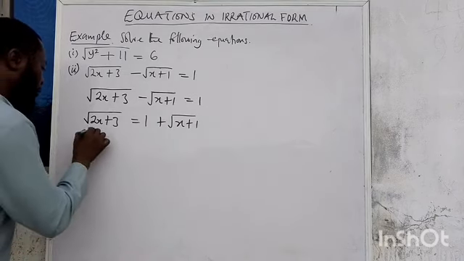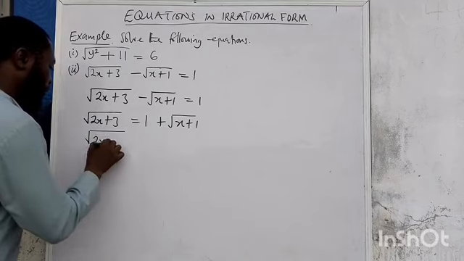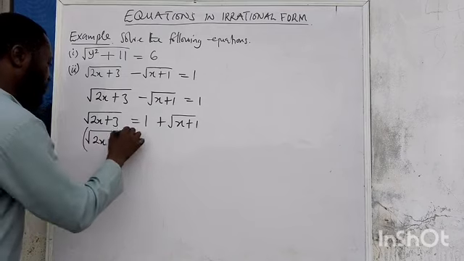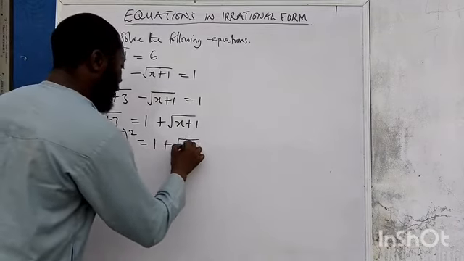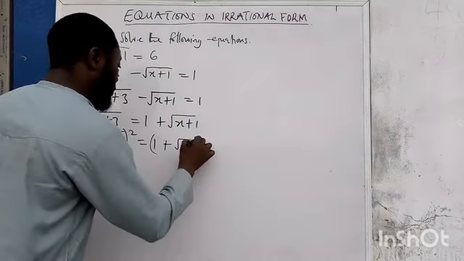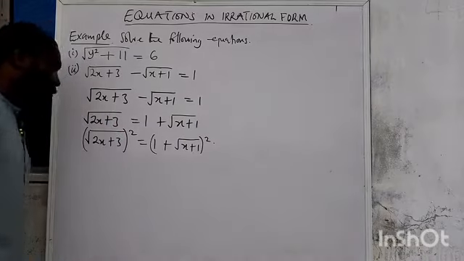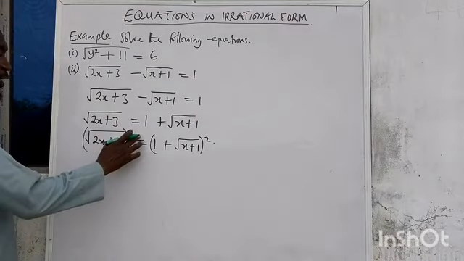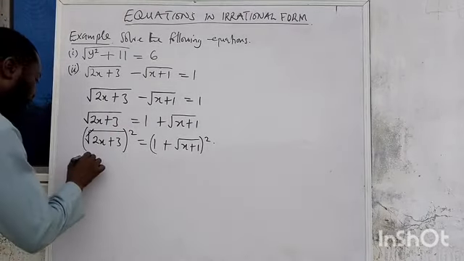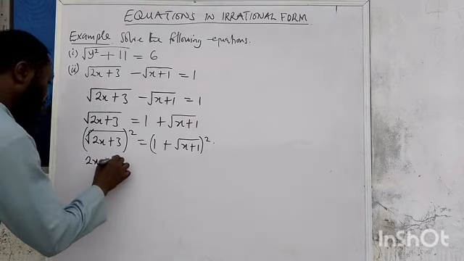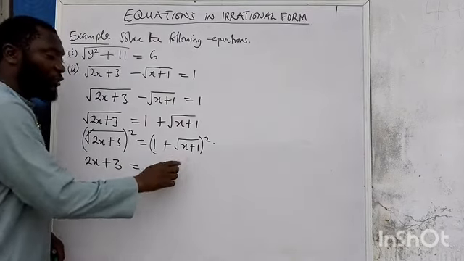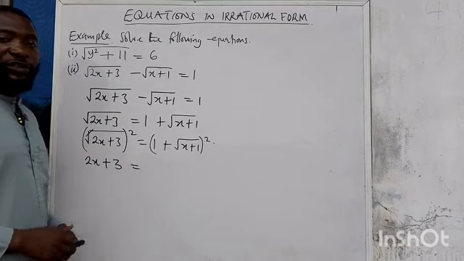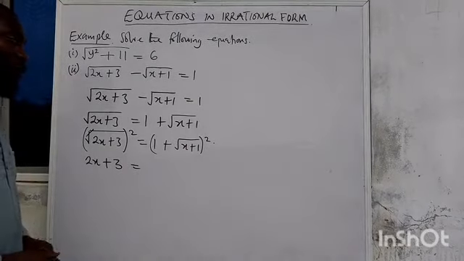So we have 2x plus 3 squared equals 1 plus root x plus 1, squared. Now the square here will remove the square root here. So you have 2x plus 3. But this time you are adding a number, so there is no way this square will remove the square root easily. It will not remove it easily.